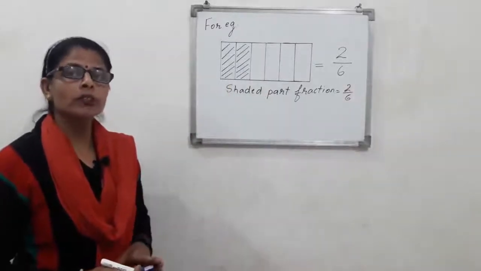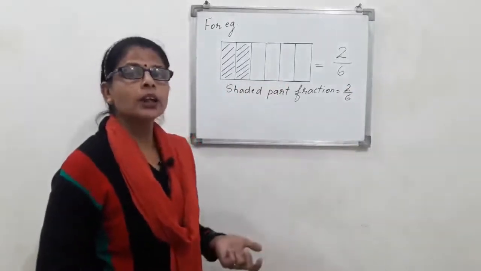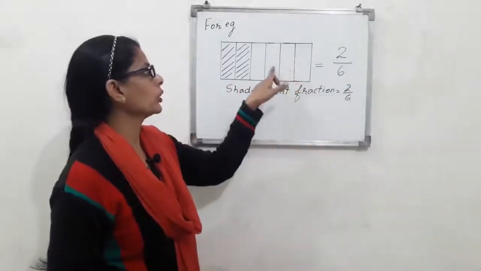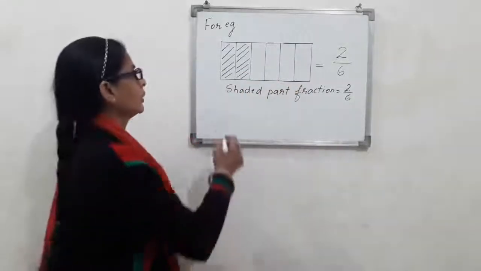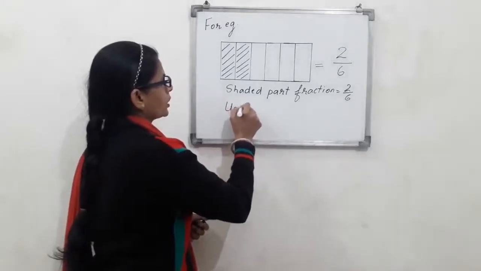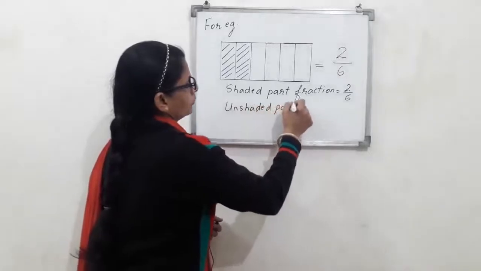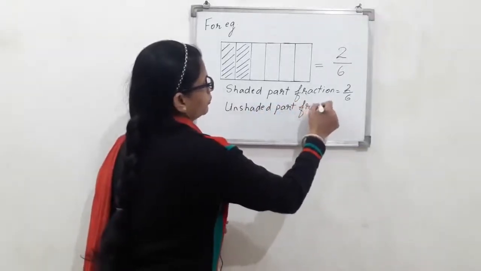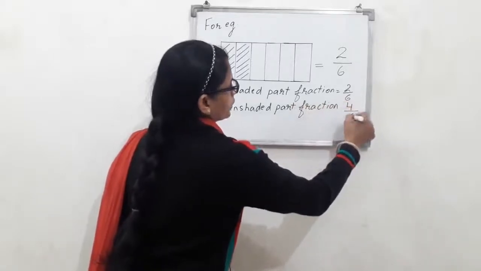What will be the fraction for the unshaded part? Total parts are 6 only. And how many unshaded? 1, 2, 3, 4. So what will be the fraction for the unshaded part? 4 upon 6. Right?